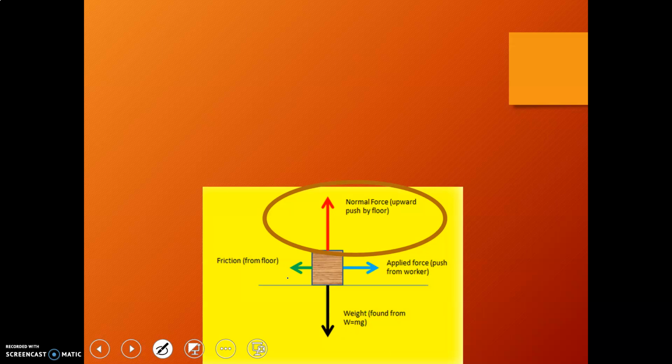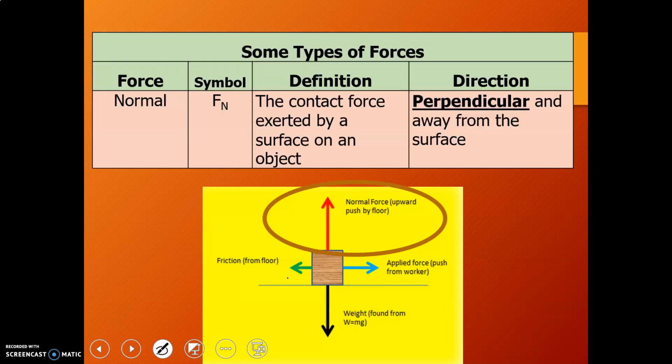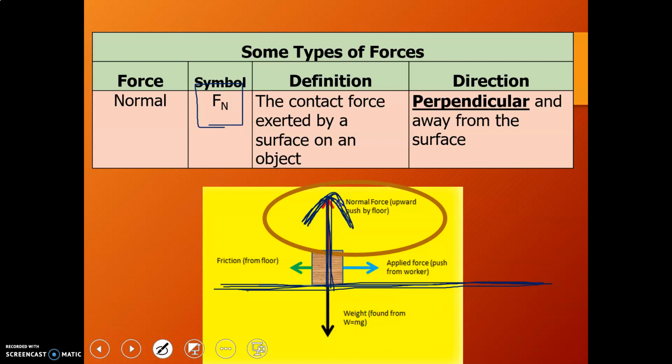All right, next force we're going to look at is a normal force. It's an upward push by the floor or whatever surface that the object is resting on. Normal force is written as Fn, that's the symbol. It's a contact force exerted by a surface on an object. It is always perpendicular and away from the surface. We're going to be mostly looking at horizontal surfaces, so these nice flat surfaces. The normal force is always perpendicular, meaning it can form a right angle. So your normal force is always going to be upward at a 90-degree angle to the flat horizontal surface of the floor.